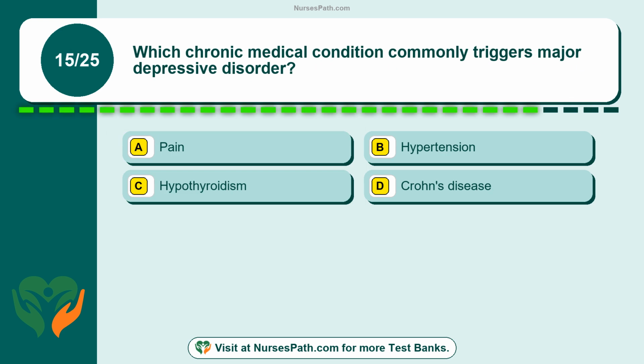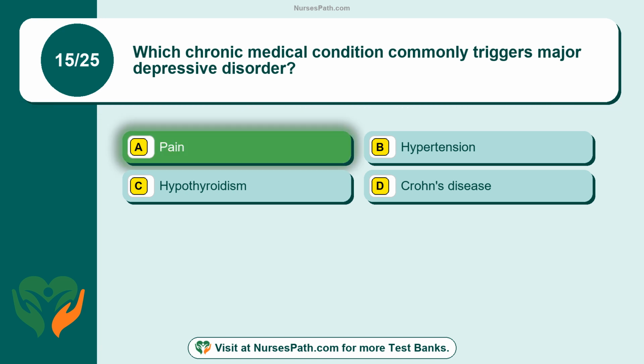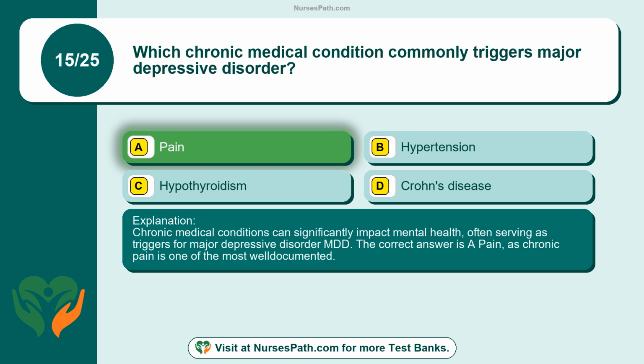Question 15. Which chronic medical condition commonly triggers major depressive disorder? Option A, pain. Option B, hypertension. Option C, hypothyroidism. Option D, Crohn's disease. The correct answer is option A, pain. Chronic medical conditions can significantly impact mental health, often serving as triggers for major depressive disorder (MDD). The correct answer is pain, as chronic pain is one of the most well-documented.